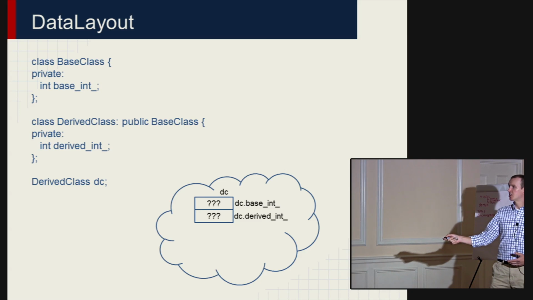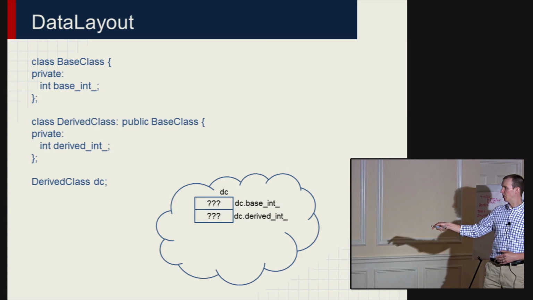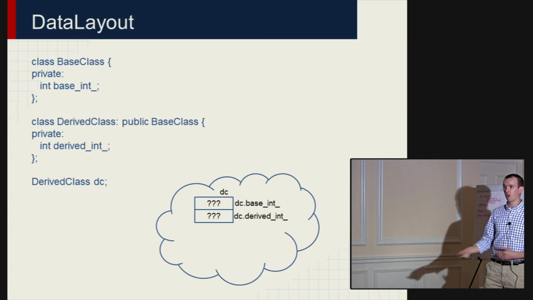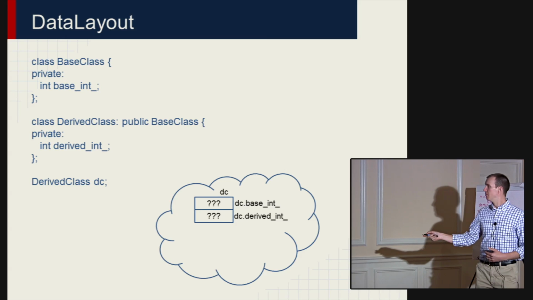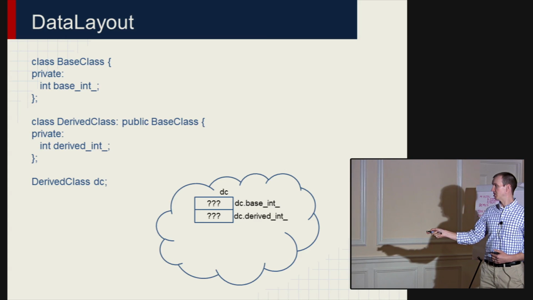Then if you create an instance of your derived class somewhere in your code, then when this executes, the program is going to carve out a piece of memory for your variable DC, and it will have space for both pieces of data. It has a piece of data for the base class and a piece of data for the derived class.